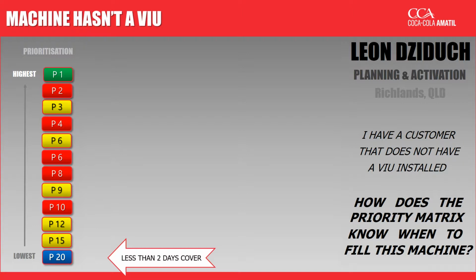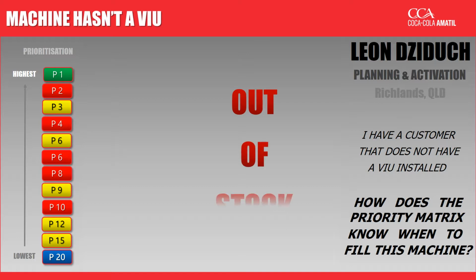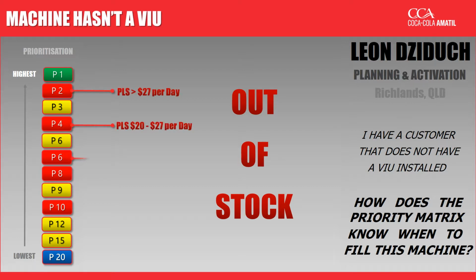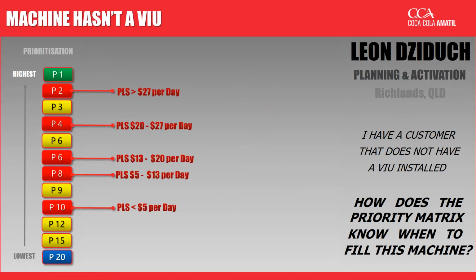The following day, the machine may have 1 day's cover remaining, escalating the priority from 20 to either a 3, 6, 9, 12 or 15. This is based on the daily sales the outlet does. Since the equipment is offline, the only customer-facing issue that could appear is an out-of-stock. So if an out-of-stock does occur, then the machine is reprioritized again to a 2, 4, 6, 8 or 10.